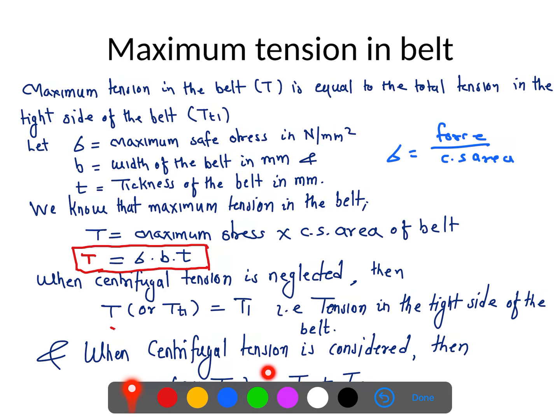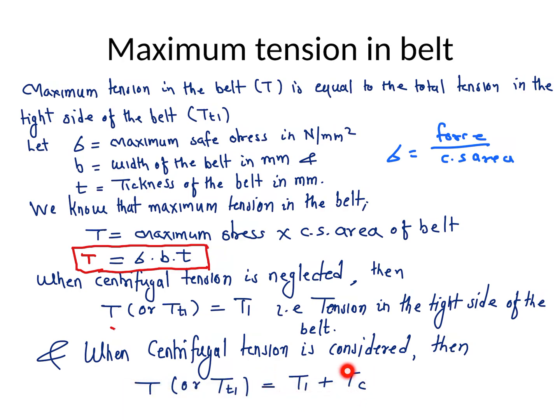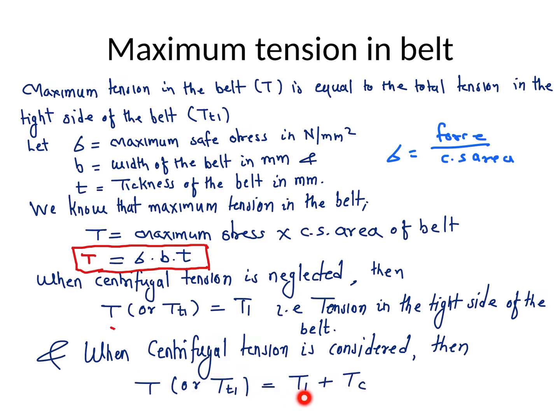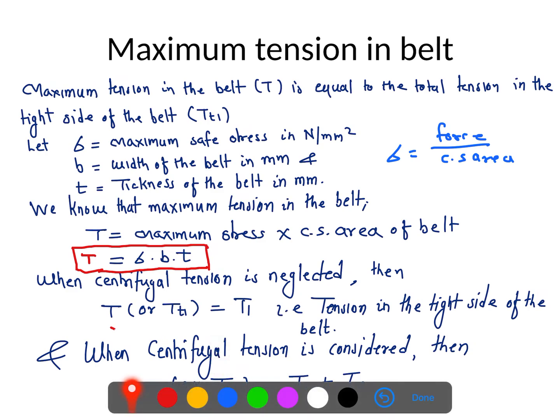So here whatever the maximum tension which can be developed in the belt drive is limited by the centrifugal force Tc. So we have to remember this particular formula. T, that is the maximum tension in the belt, is equal to sigma into B into T.